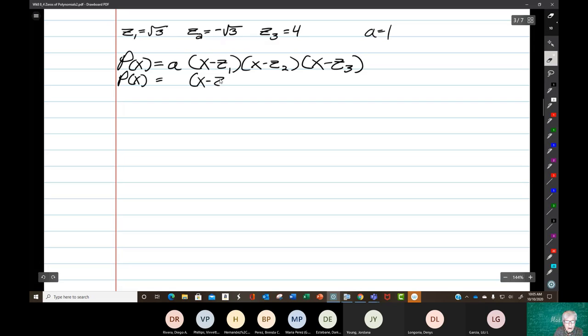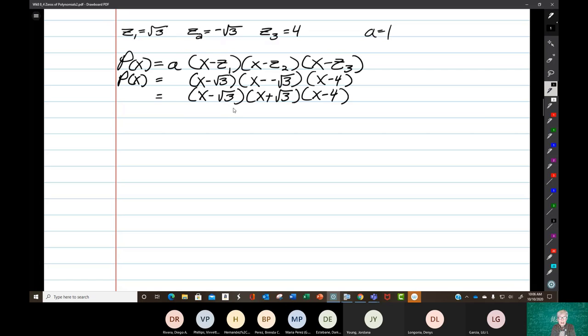x minus Z1, yeah. x minus the square root of 3. x minus negative the square root of 3. x minus 4. Right, that'll be x minus the square root of 3 times x plus the square root of 3 times x minus 4. Now these are conjugates, okay? It's always easier to multiply conjugates, so let's do that.